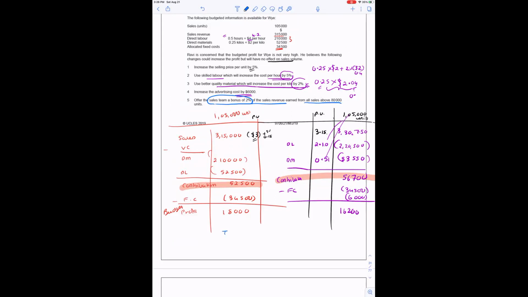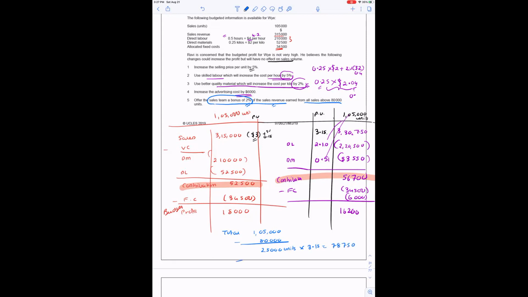So your total sales is 1,05,000. Sales above 80,000, you will give them a bonus. So above 80,000, what is your sale? It is 25,000 units that you're going to sell above 80,000. You're giving them a bonus of 2% of sales revenue. So multiply with the selling price per unit. What is your sales revenue? 25,000 into 3.15. Your sales revenue is 78,750.